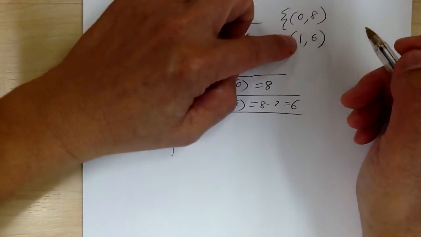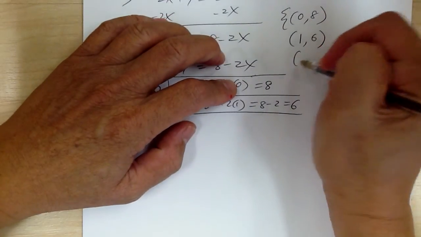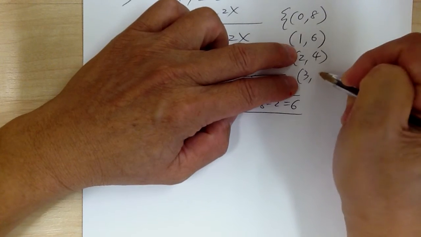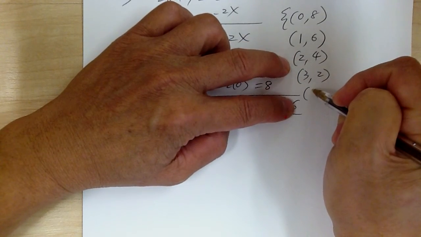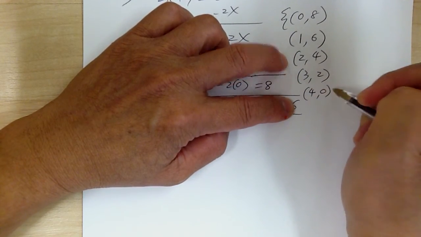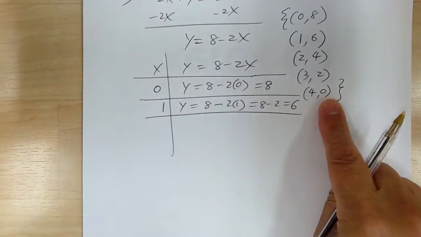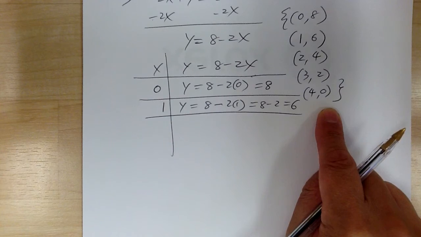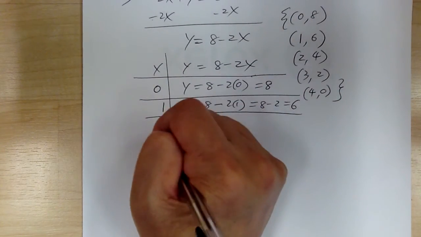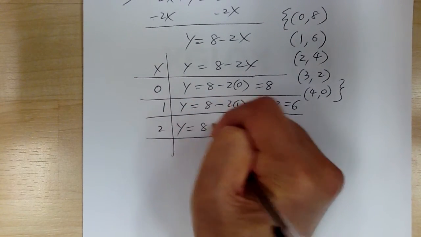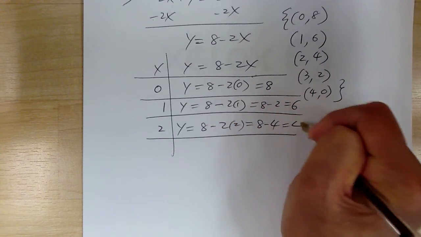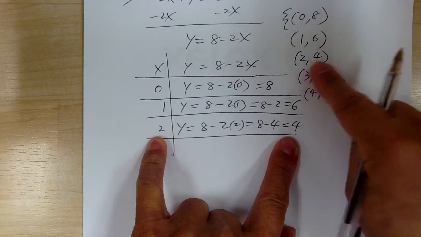So when you go up by 1, this goes down by 2. Go up by 1, go down by 2, and that's it, right? Because remember, if you go down one more, it's going to become negative, and it's no good. Now, if you don't believe that, you can try 2. So y equals 8 minus 2 times 2, equals 8 minus 4, equals 4, right? 2, 4. That's what we got. Everybody see that?